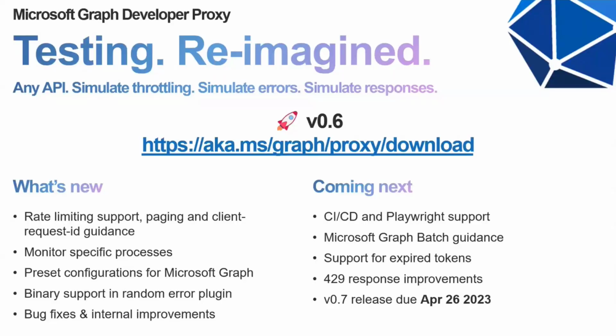Okay, moving on. So we have Microsoft Graph Developer Proxy. Early last month, we released 0.6. We don't have any updates really to give you, apart from the next version is due for release next week actually. We've got a few things that we're going to be looking at: being able to run the tool in CI/CD, graph batching guidance, support for expiring tokens, and just some general improvements as well.